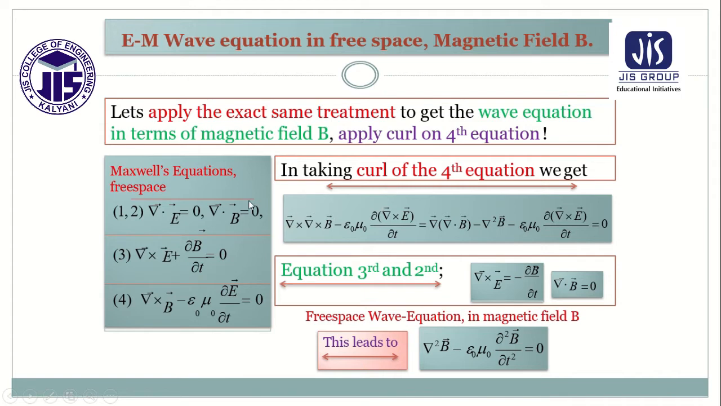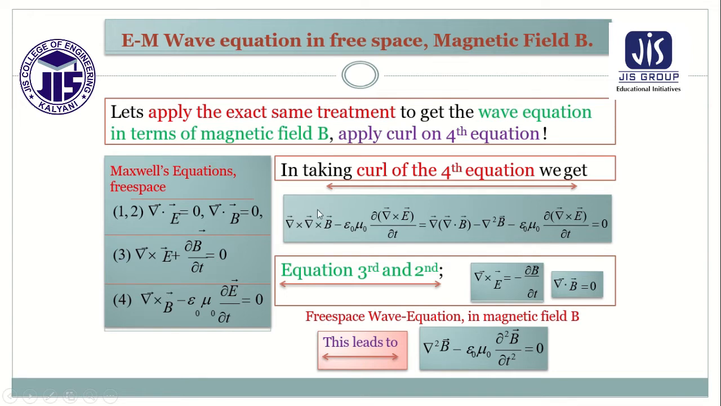Totally same method. Now these are the four equations: nabla dot E equal to 0, nabla dot B equal to 0, nabla cross E plus del B by del T equal to 0, and nabla cross B minus mu naught epsilon naught del E by del T equal to 0. These are the four Maxwell's equations.